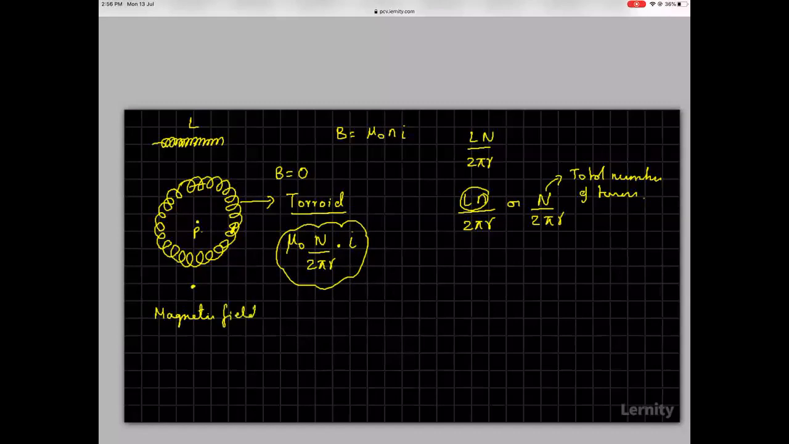Magnetic field outside the toroid is 0. Even at the geometrical center of the toroid, it is 0. In between, inside the coils, the magnetic field is very high, equal to mu naught N by 2 pi r into I. So that will give you the magnetic field there. If you can make some notes.